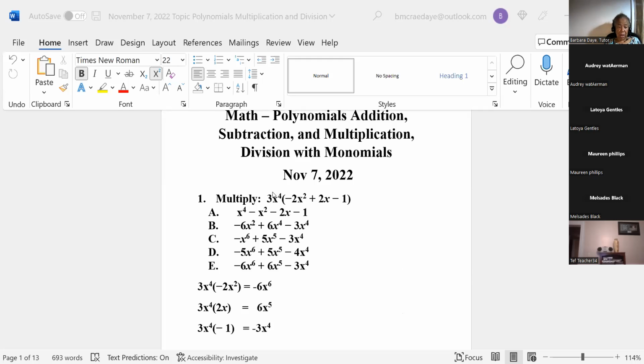And I repeat, you've got a monomial 3x to the fourth. That's one term, multiplied by a polynomial. You see the polynomial? And Maureen said 3 terms, minus 2x to the second plus 2x minus 1. So what you do is break this up into 3 monomial multiplications. All right? 3x to the fourth times the first term minus 2x to the second, 3x to the fourth times 2x, second term, and 3x to the fourth times minus 1.